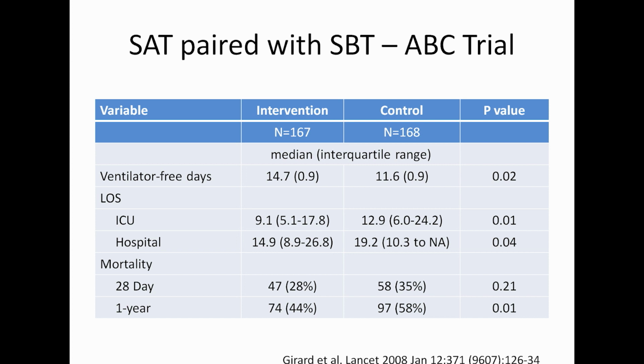In the intervention arm, patients got a daily spontaneous awakening trial paired with the spontaneous breathing trial, as compared to the patients in the control arm who got the usual titration of sedation with a spontaneous breathing trial. What you can see here is that there is a significant increase in the length of time that the patients who got the paired SAT and SBT had off mechanical ventilation. In this study, the patients with the paired intervention had both a significantly reduced length of stay in the ICU as well as the total hospital stay. Interestingly, it was also noted in this study that the 1-year mortality was less for the group that had received the paired trial.